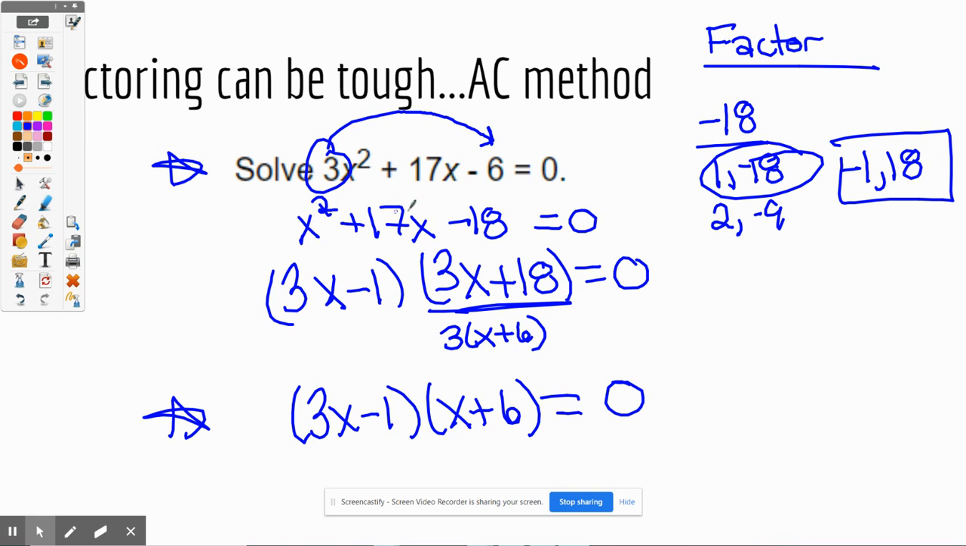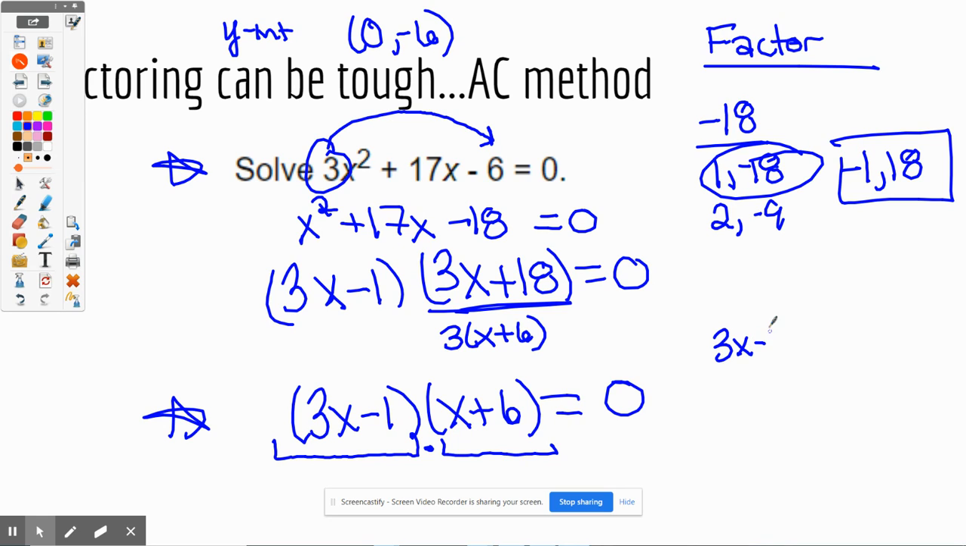This is standard form. Remember, standard form is good for y-intercepts. The y-intercept of this guy will be (0, -6). This guy is factored form. It's good for finding solutions and finding x-intercepts. So how will I solve this? Well, this times this equals 0. So either 3x minus 1 equals 0 or x plus 6 equals 0.